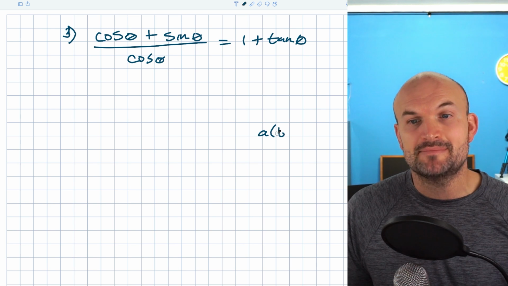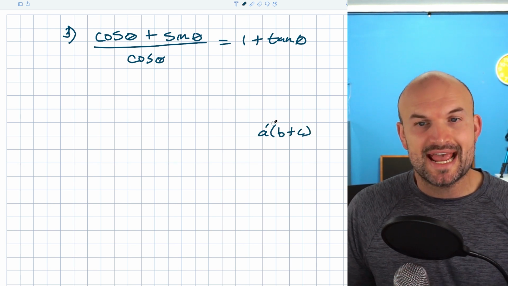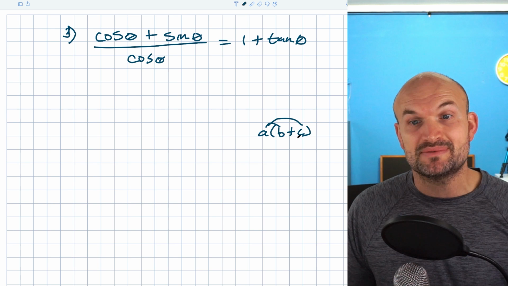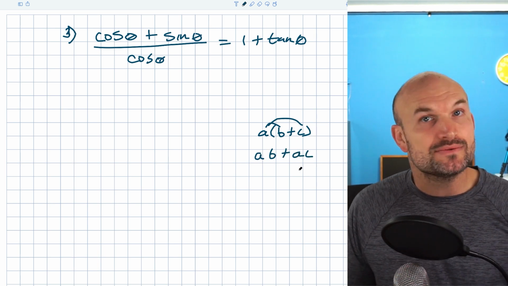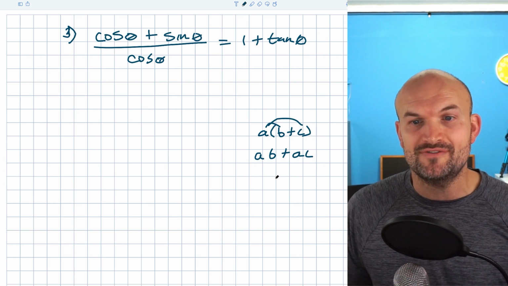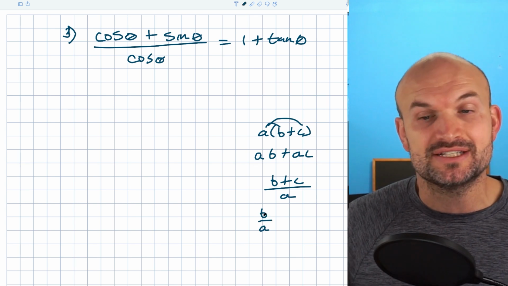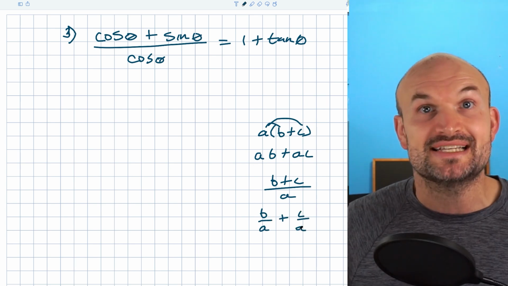So if I have A times B plus C, it's important to remember that this A is going to distribute to both the B and the C inside of the parentheses, right? That's going to leave me with AB plus AC. Well, guess what? The exact same thing works for division. If I have B plus C all divided by A, this A gets divided into the B as well as into the C.